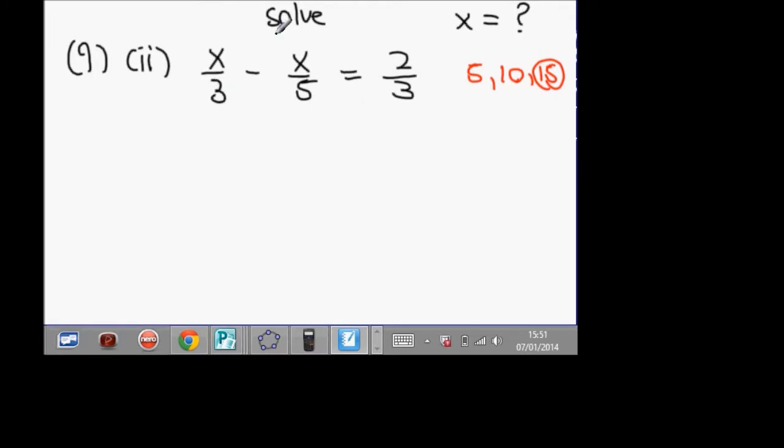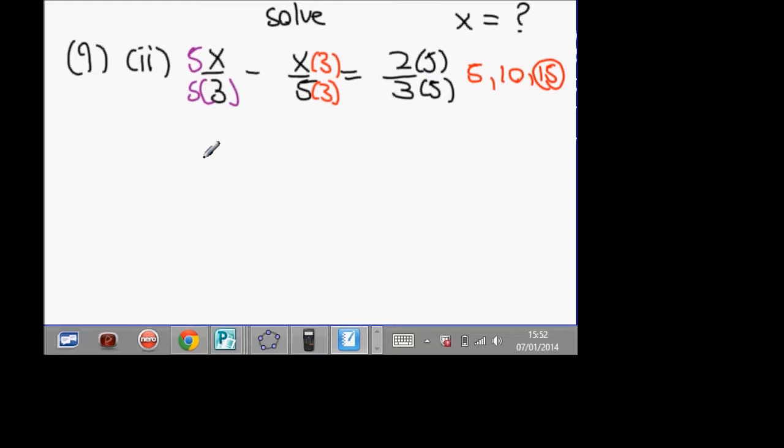Now what do we do? So now we're putting all of these over the same common denominator. How do we do that? Multiply the bottom by 5 and the top by 5. Next one, by 3, top and bottom. And the other one, by 5. Now what happens? Tell me the next line.